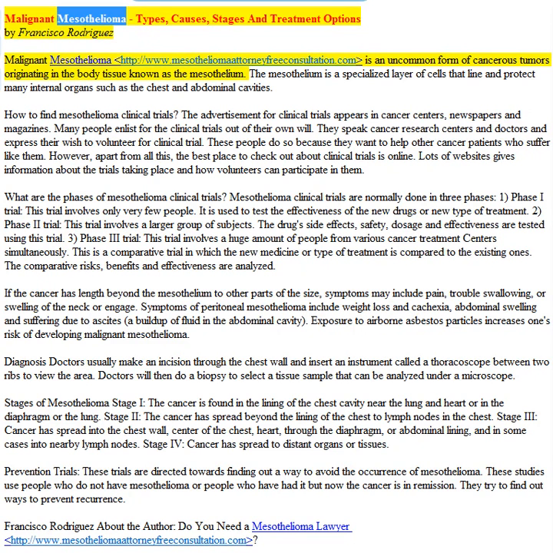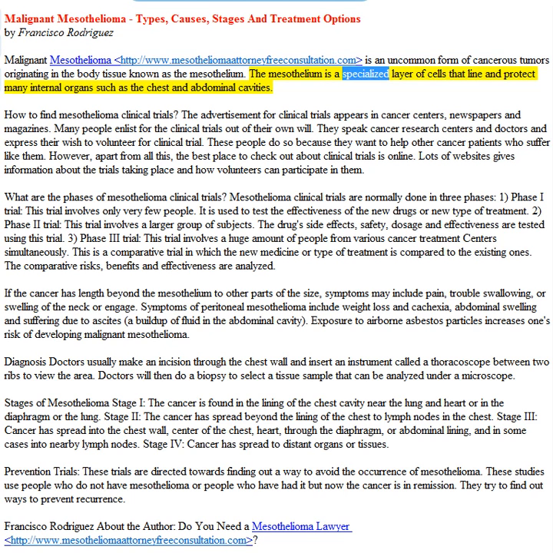Malignant mesothelioma, types, causes, stages and treatment options by Francisco Rodriguez. Malignant mesothelioma is an uncommon form of cancerous tumors originating in the body tissue known as the mesothelium. The mesothelium is a specialized layer of cells that line and protect many internal organs such as the chest and abdominal cavities.